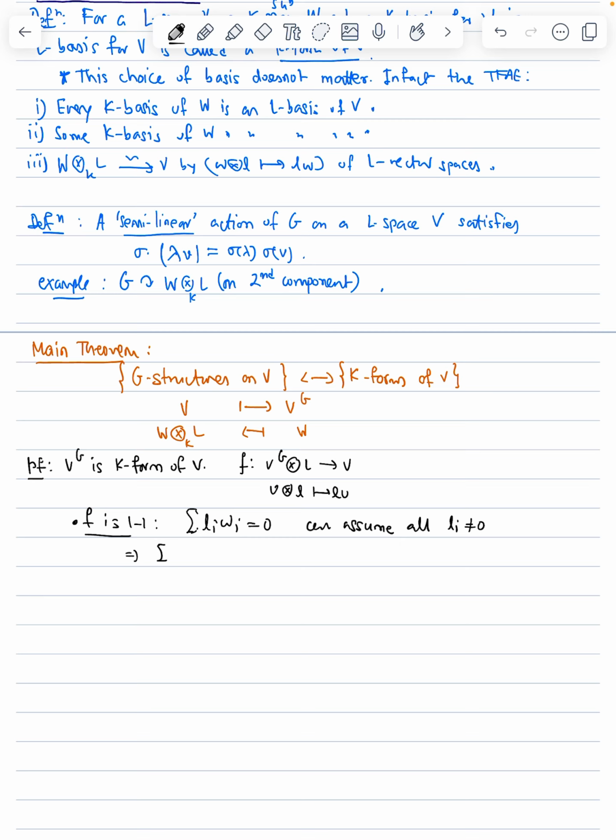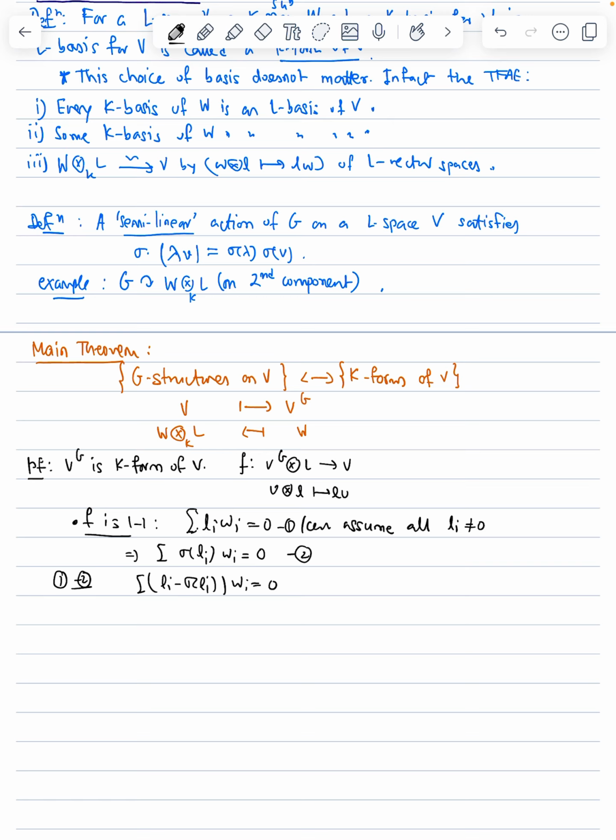And it will be just, remember it's a semi-linear action. So it will be sigma of Li. And now these Wi's are actually coming from the fixed set, so sigma will not do anything to it. So it's just like, if you just subtract 1 from 2, you will get, say, the summation of Li minus sigma of Li.